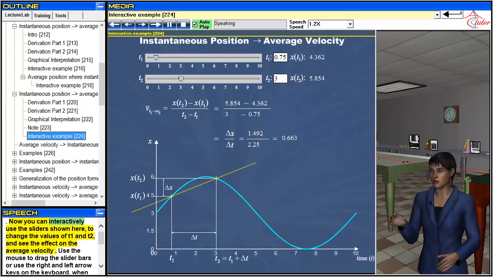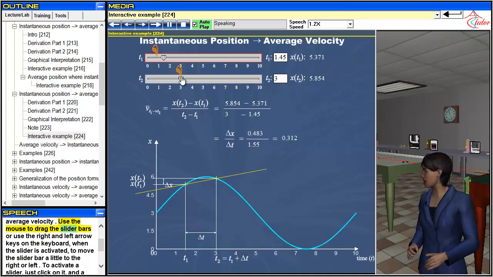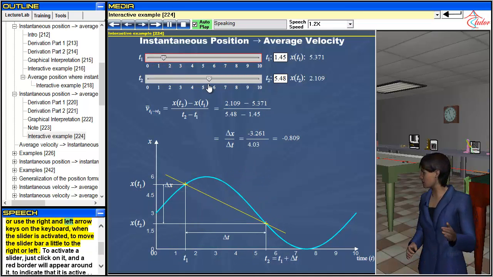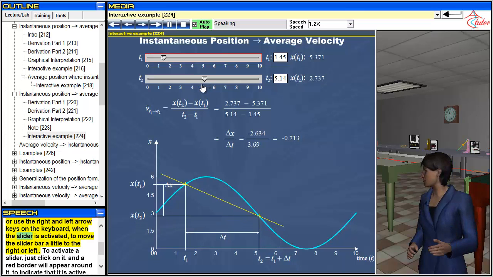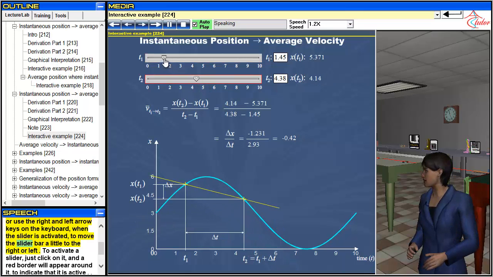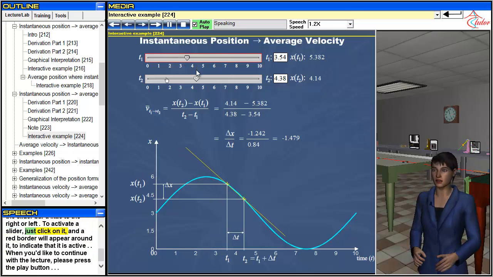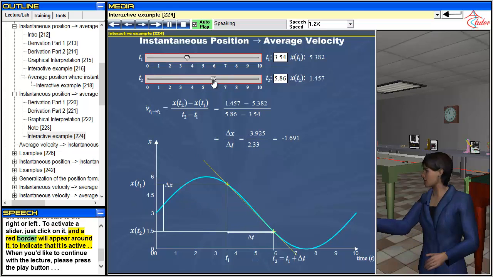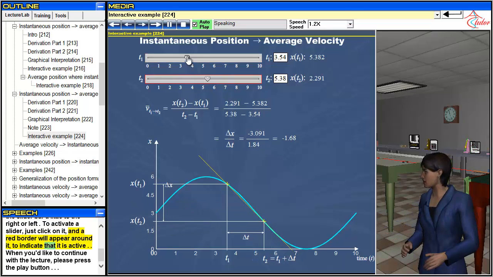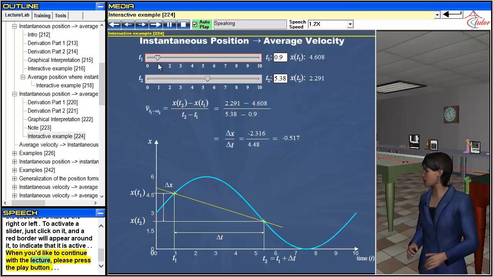Now you can interactively use the sliders shown here to change the values of t1 and t2, and see the effect on the average velocity. Use the mouse to drag the slider bars, or use the right and left arrow keys on the keyboard, when the slider is activated, to move the slider bar a little to the right or left. To activate a slider, just click on it, and a red border will appear around it, to indicate that it is active. When you'd like to continue with the lecture, please press the play button.